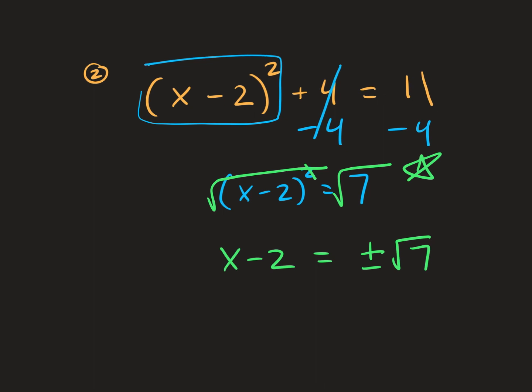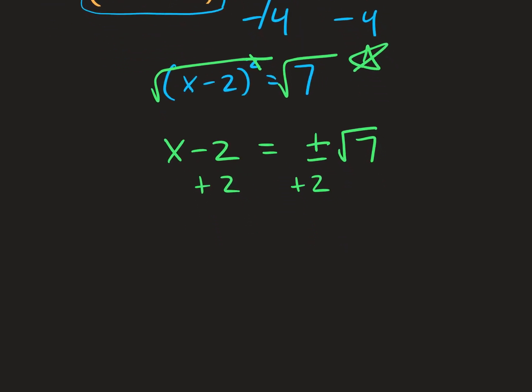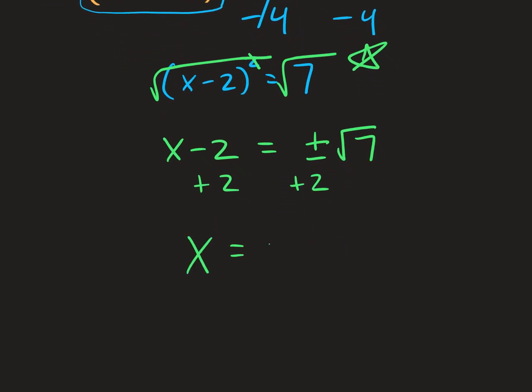Now what's the last step going to be? Add 2. Can I add 2 and the square root of 7? Are they like terms? No. So we just leave it on the outside. So x is equal to 2 plus or minus the square root of 7.